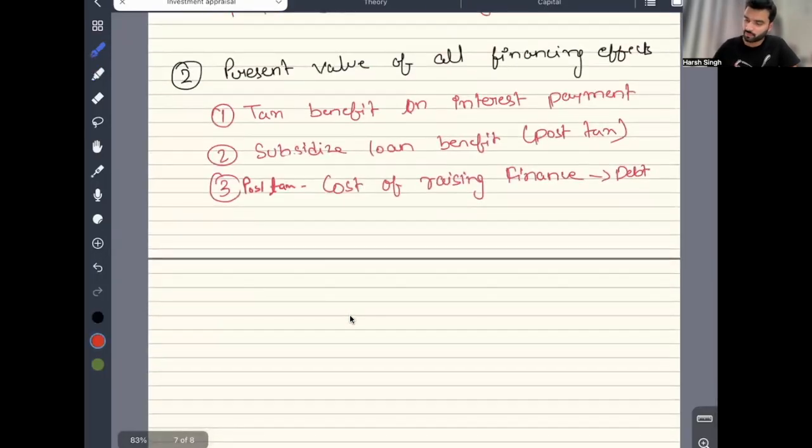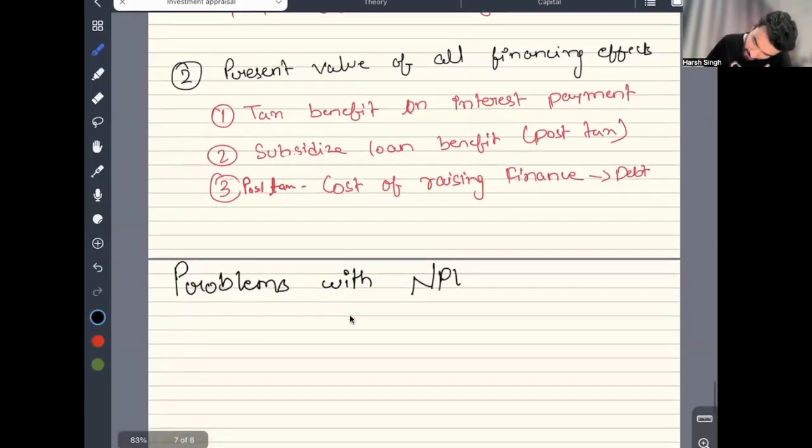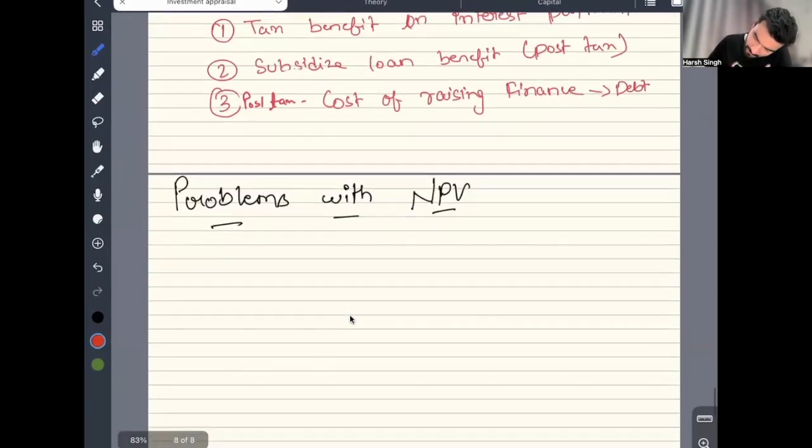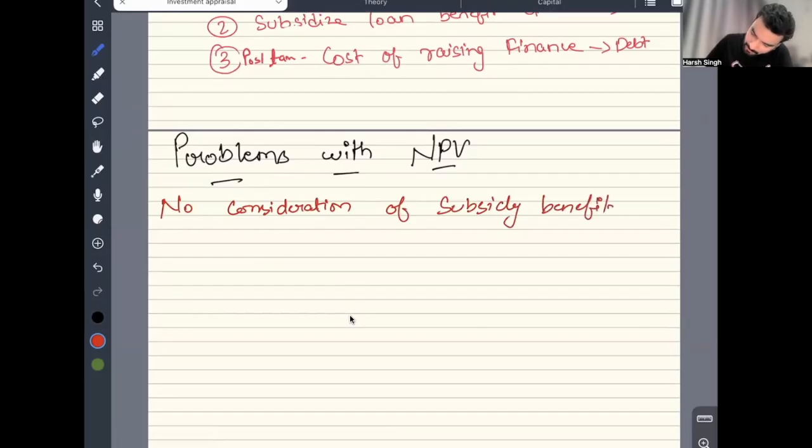So I'll write it down as problems with NPV. First, no consideration of subsidy benefit. This is the major problem. Second problem with the NPV.